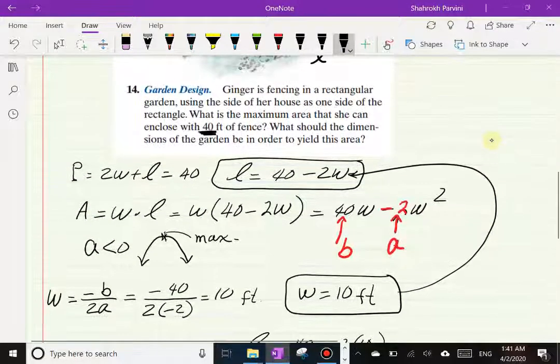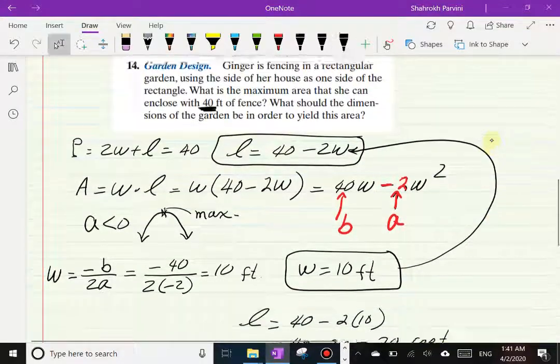Hopefully this is going to help you do yours. You're doing number 13 again, which is very similar to this one.